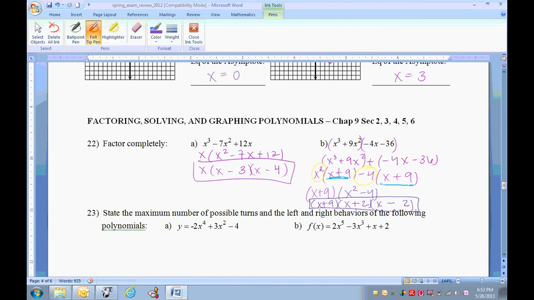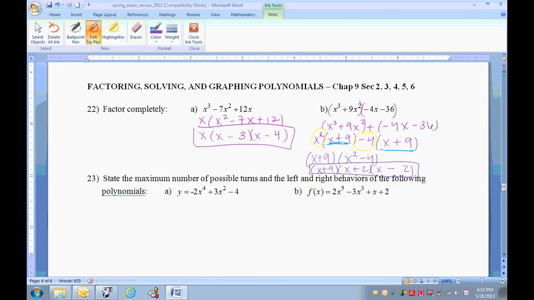Okay, on 23, they're asking us to state the maximum number of possible terms and the left-right behaviors of the following polynomials. Well, to state the number of maximum possible terms, we look at the highest exponent, and in part A, that's 4. Well, max terms is always the highest exponent minus 1. So in this case, it's 4 minus 1. So 3 terms is the max terms.